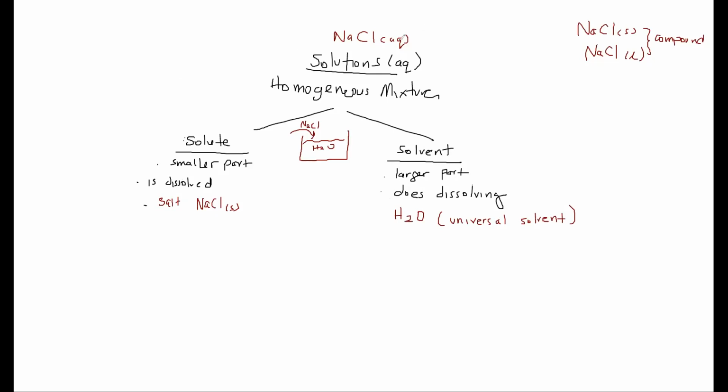So whenever we see aqueous, that means that it's a solution. That chemical is added into water. It's physically mixed, and it's a homogeneous mixture. What does homogeneous mean? You cannot see the different parts. Imagine, take a glass of water, add salt, stir it. Can you see the different parts? No, you cannot see different parts.